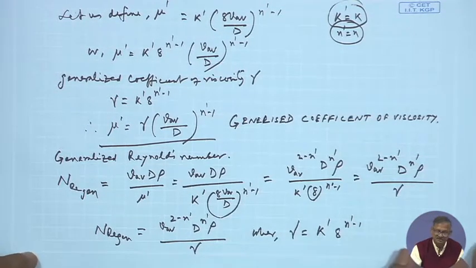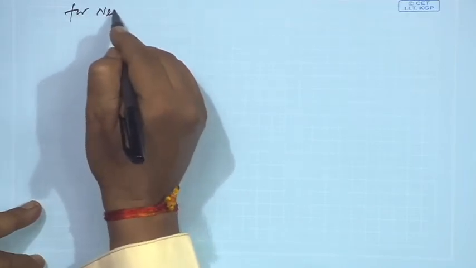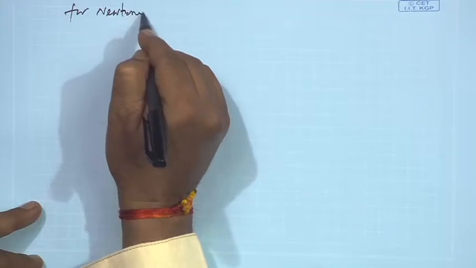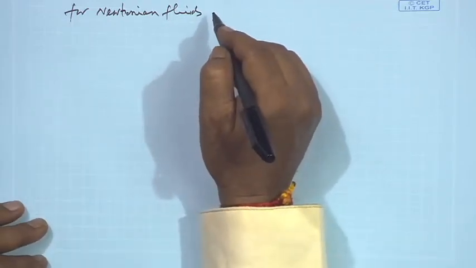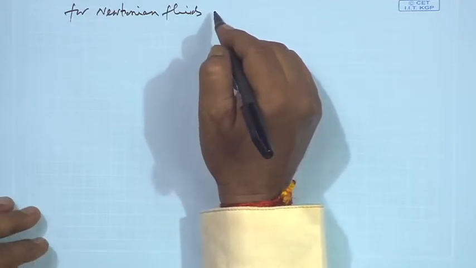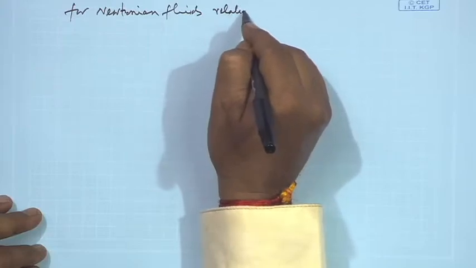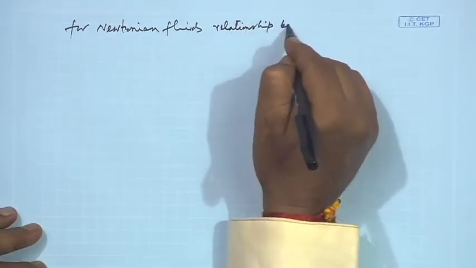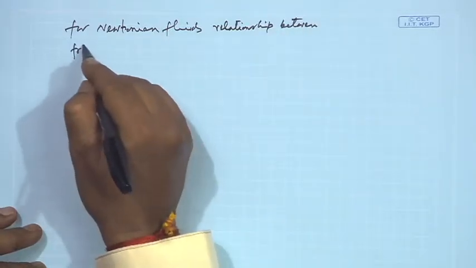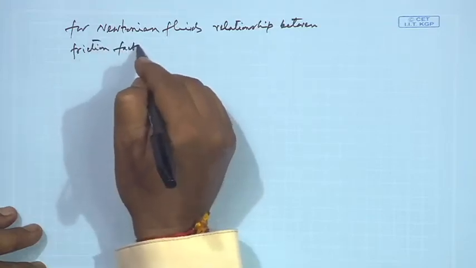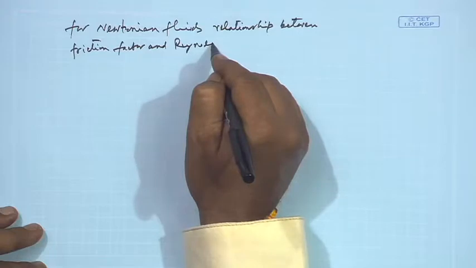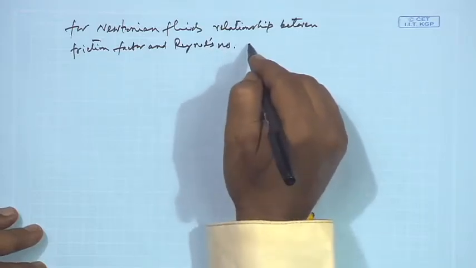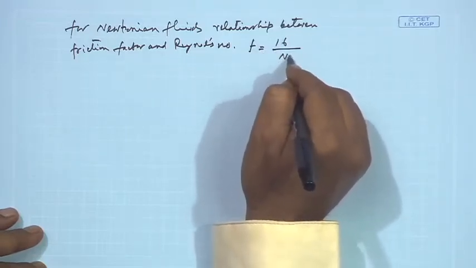So, if we define like this, then we have seen for Newtonian fluids the relationship between friction factor and Reynolds number, NRE. It was like this: F was equals to 16 by NRE. This was true.